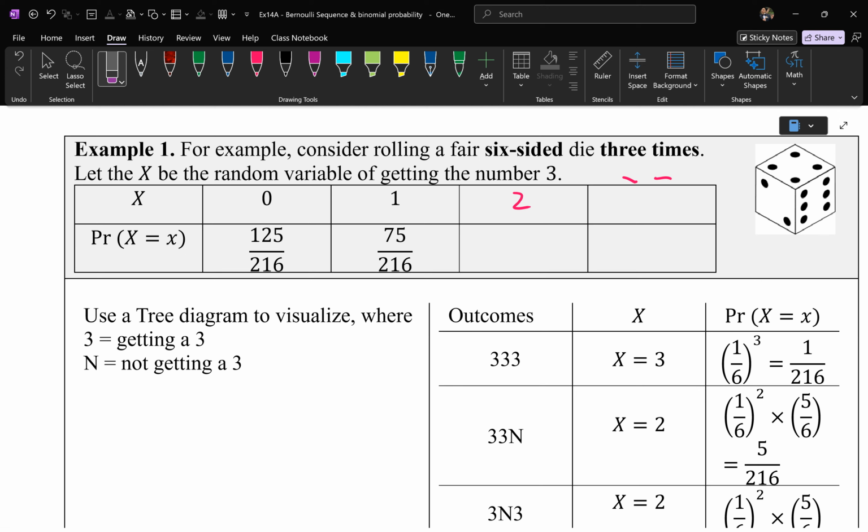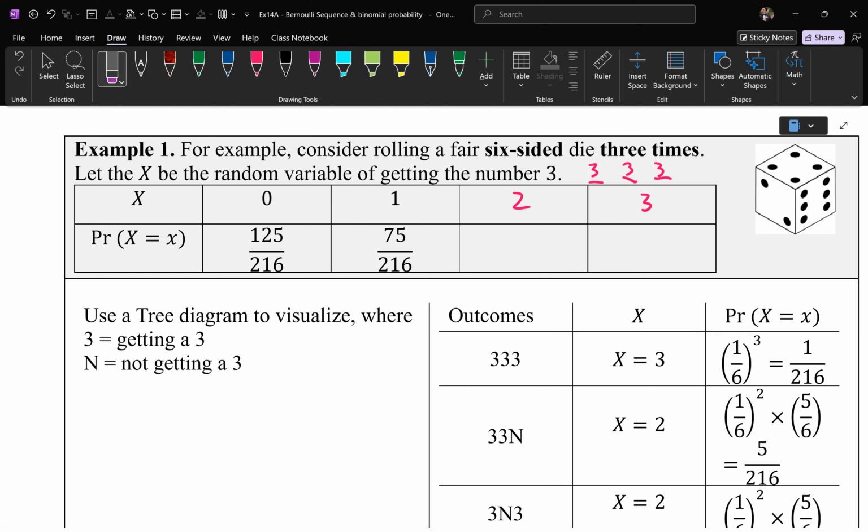So that means that it could look something like getting a 3, getting a 3, getting a 3, then not a 3. Okay, so that would be getting 2 3s. And then obviously getting 3 3s would be all 3 3s, right?